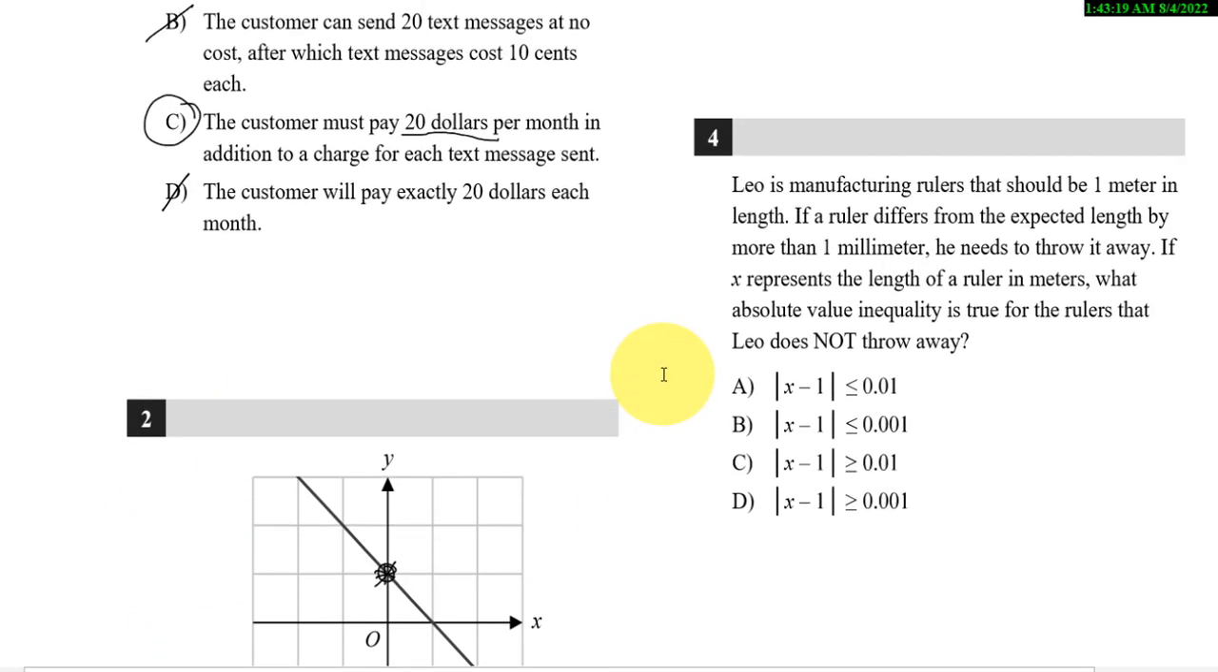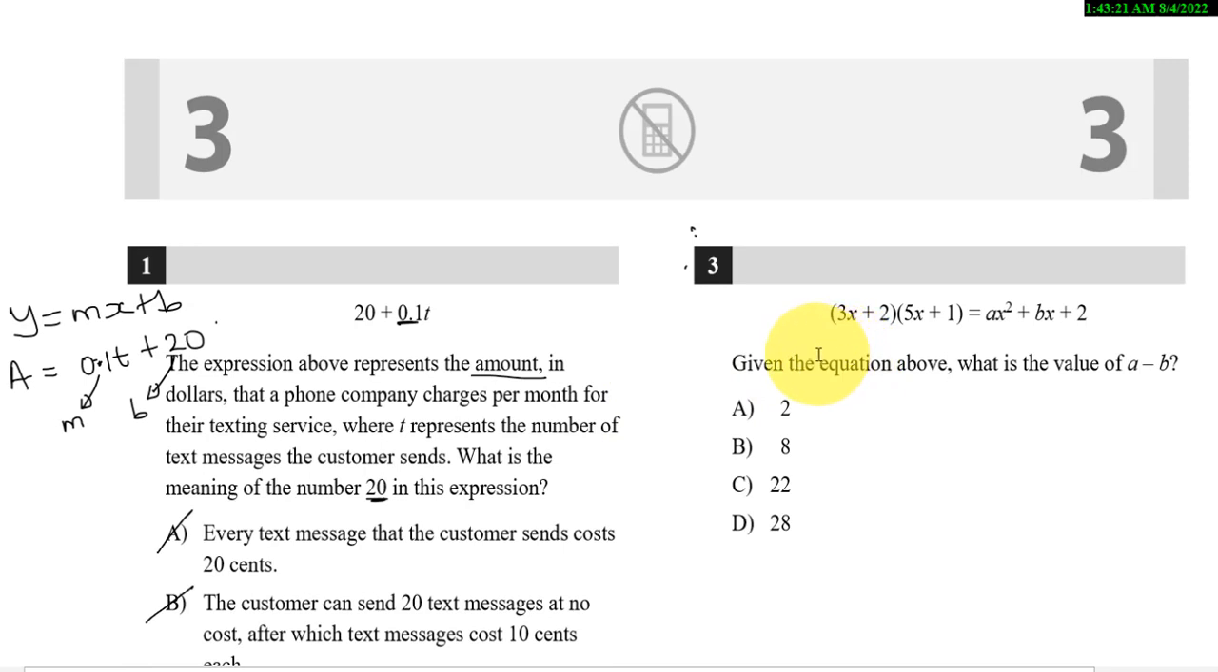Alright, so we head on to number 3. Number 3 says, given the equation above, what is the value of A minus B? So what is the equation we have? The equation is (3x + 2)(5x + 1) = ax² + bx + 2. So we are going to expand this using FOIL. FOIL basically stands for the first terms, the outer terms, the inner terms, and the last terms.